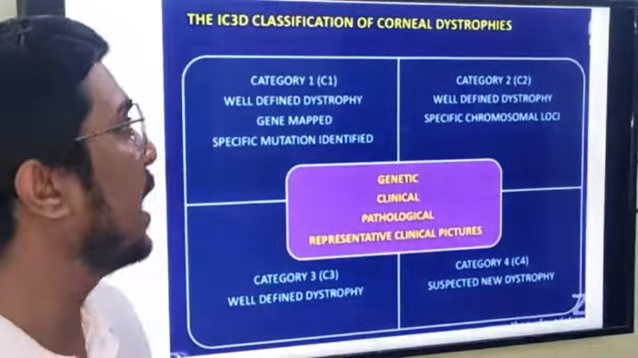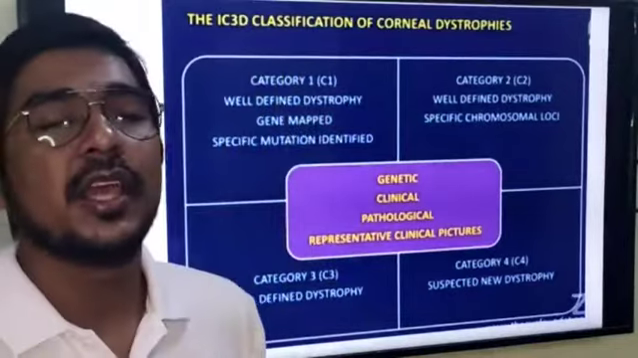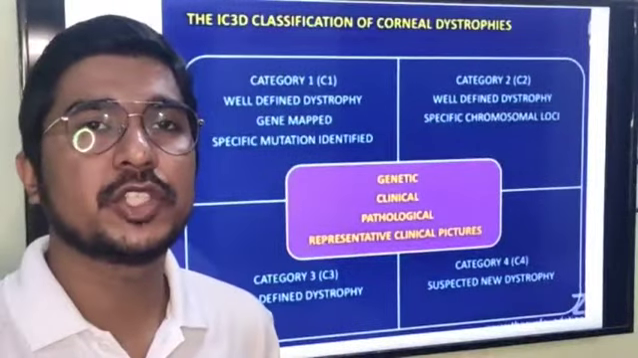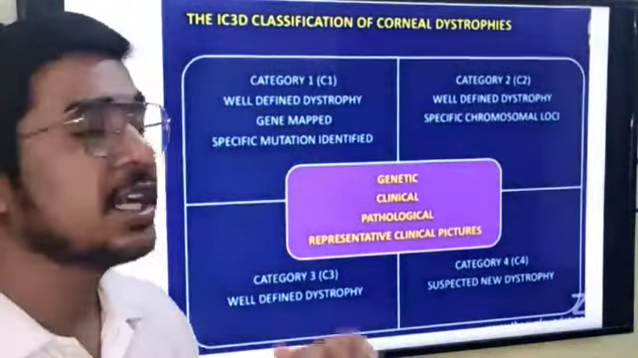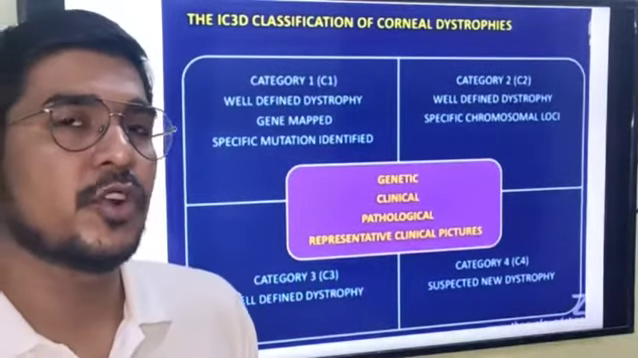So we have to understand that the IC3D classification is a very important classification of corneal dystrophy. This ends the definition and the classification of corneal dystrophy.